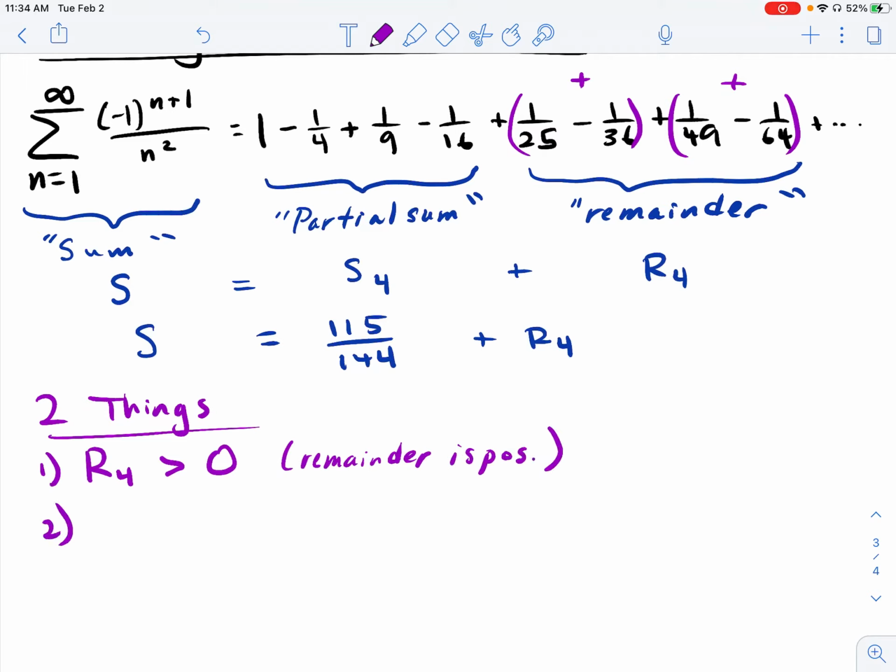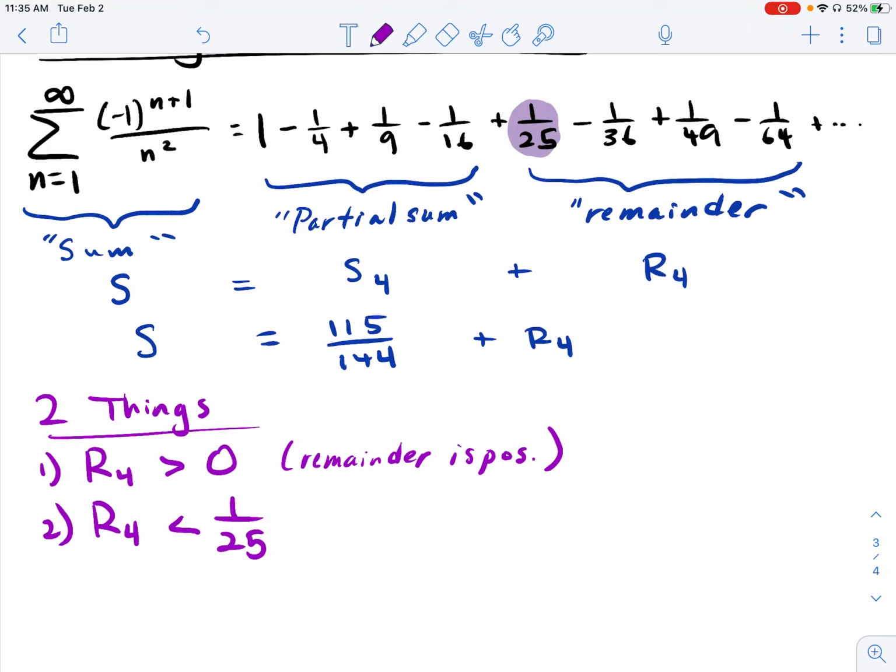Remainder is positive, okay? Now, the next thing I can establish from looking at this series is that my remainder, R sub 4, has to be less than 1 over 25. So let me clear this out of the way so you can see that. What I'm saying here is that our remainder has to be less than this value. And again, I encourage you to think about why this has to be the case. So pause it if you need to.